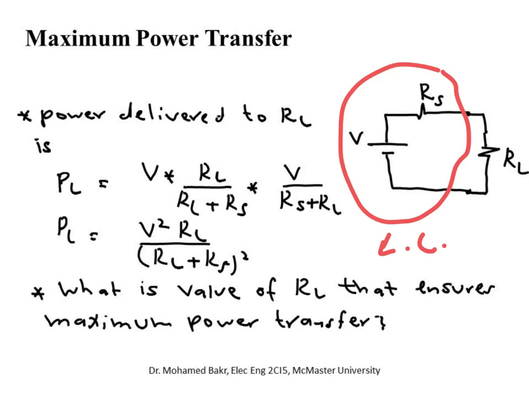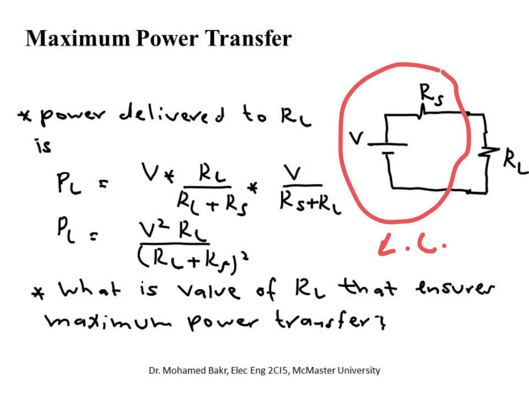As you can see, as we increase RL, we have two terms. RL appears in the numerator and denominator. So there is a specific value for RL that makes this quantity maximum. Let's see, if you make RL equal to 0, the answer will be 0. If you make RL equal to infinity, the denominator becomes dominant and you get 0. So there is a value in between that makes your power maximum.